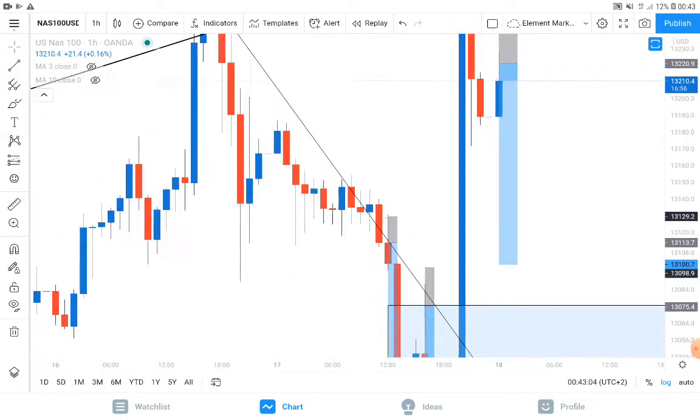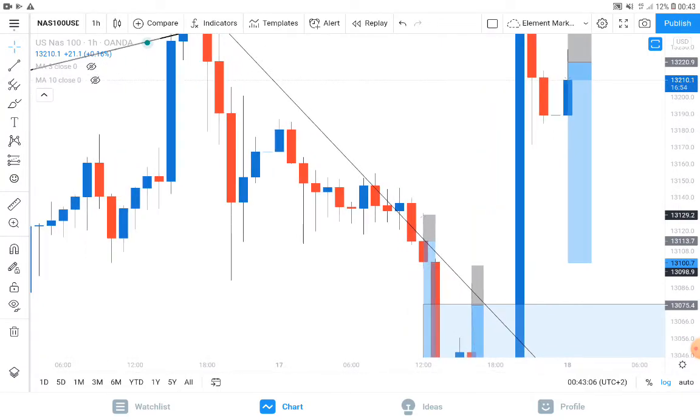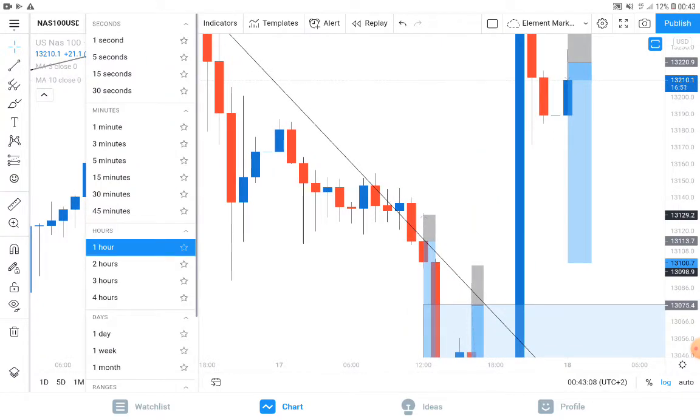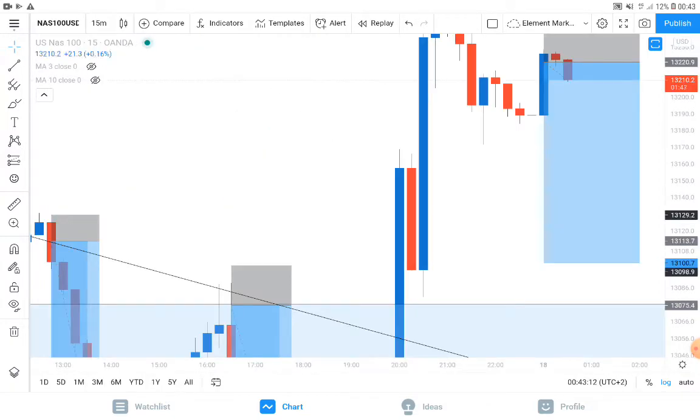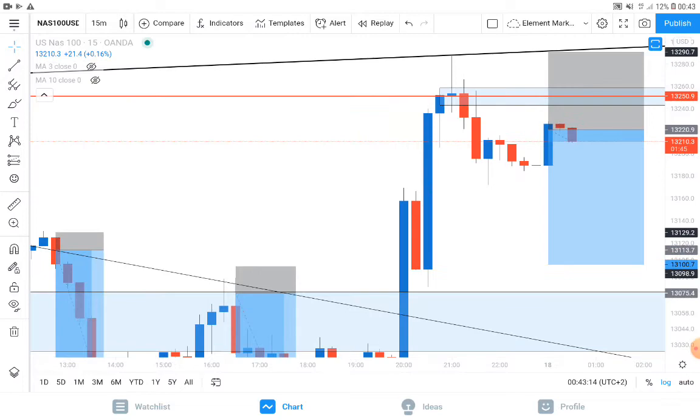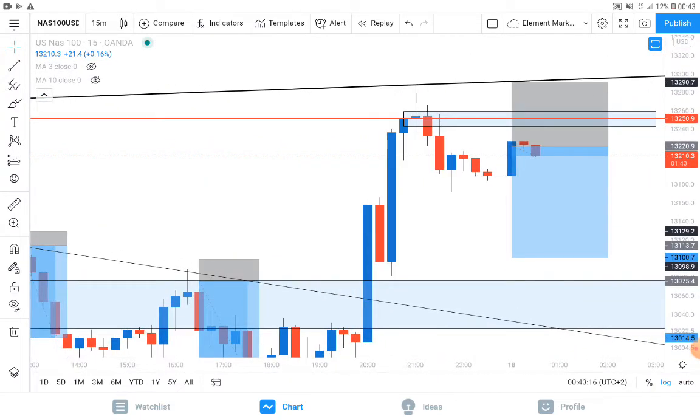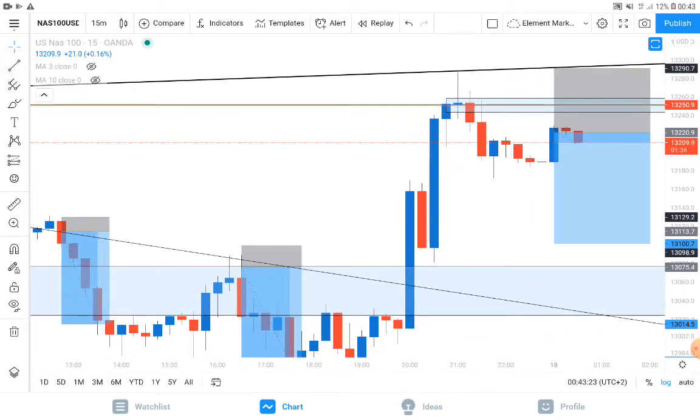If we look here, let's go to the 15 minute. I think it'll actually show it a bit better. I'm currently in a trade as well. As you can see, it's like 1:45 now, and I'm still busy with the markets. I think I'm in love.